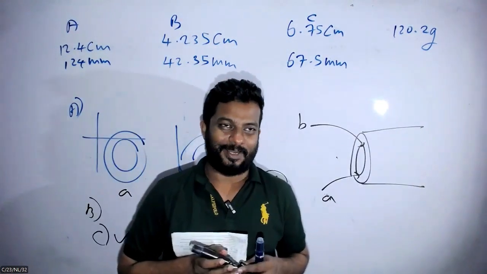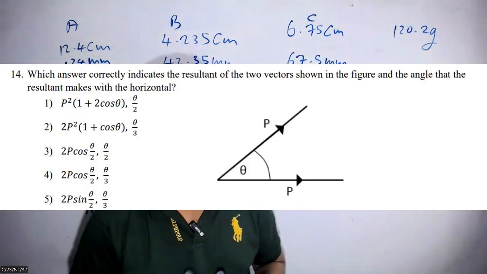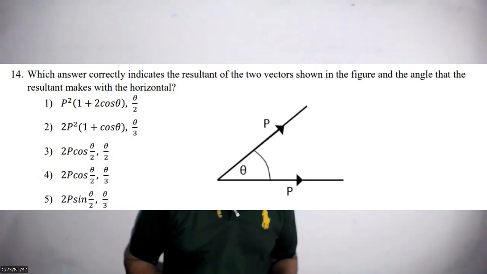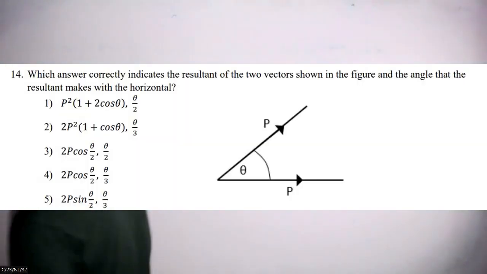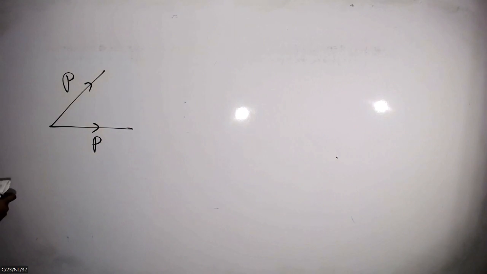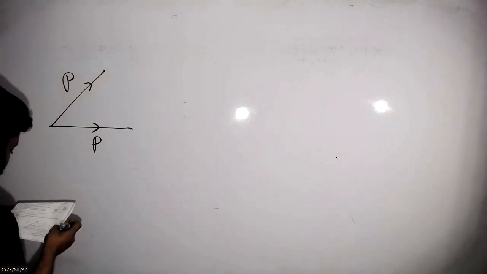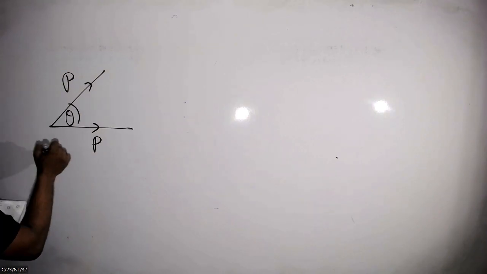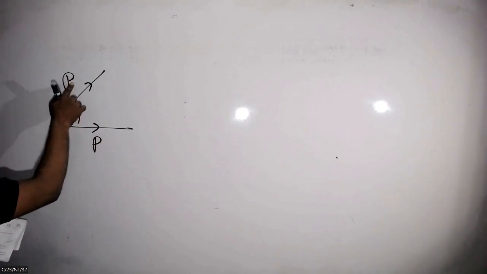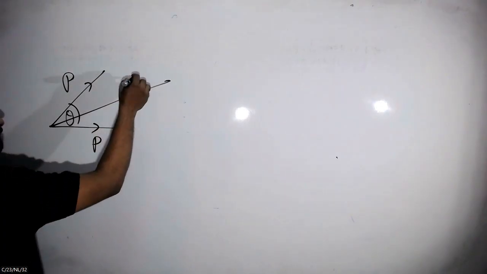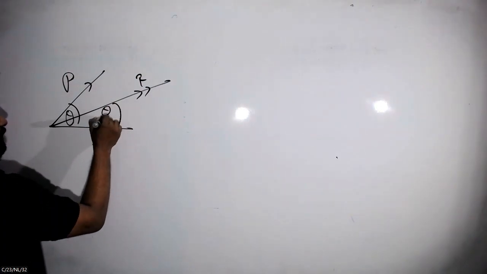Right, let's see the answer for question number 14. In this question, they have given two vectors having equal magnitudes, right? Then you need to find the magnitude of the resultant and the direction of the resultant. You should remember these two vectors are equal in magnitude. Therefore, their resultant should pass through the angle bisector. Therefore, this angle should be theta over 2.